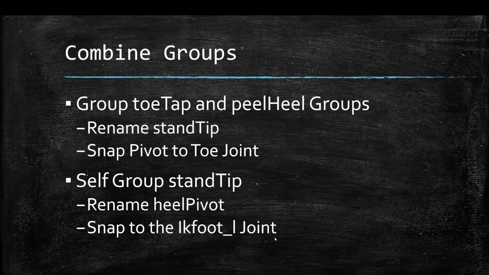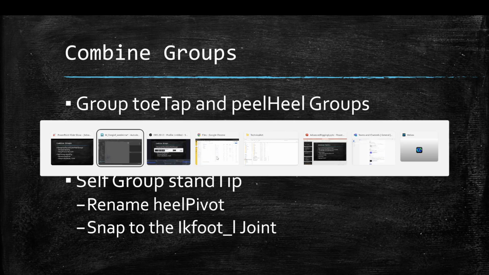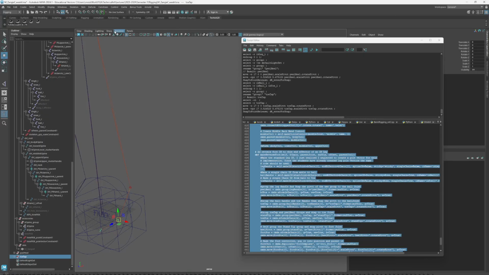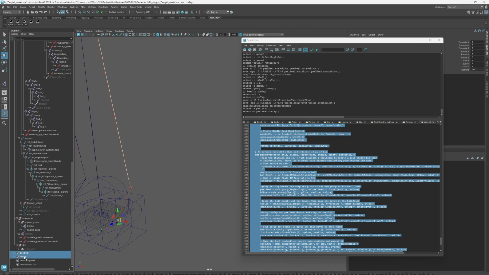All right, we're not finished making our groups yet. We've got a whole bunch more to do. We're going to group the toe tap and the peel heel groups together, and we're going to call those the stand tip, and then we're going to snap pivot to the toe joint. We're going to grab those two together, the toe tap and the peel heel, and then we're going to call that the stand tip.